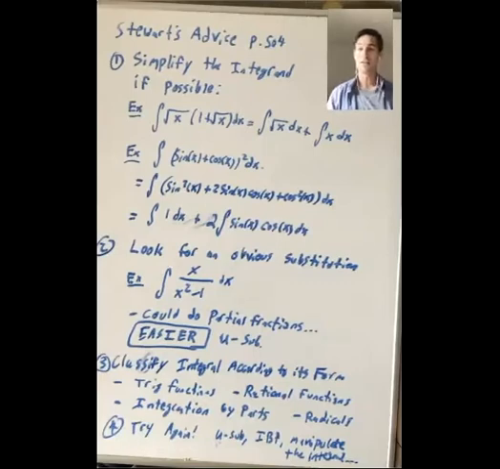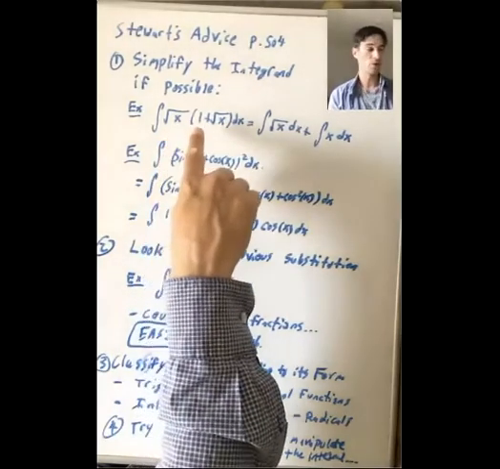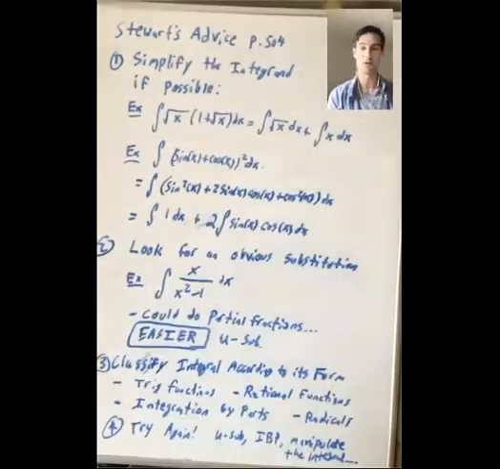In the rest of this video, I'll give a quick review of Stewart's advice for integration that comes on pages 504 and 505 of the textbook. The first thing to do is simplify the integrand if you can. The integrand is the function you're integrating. There are 2 nice examples here. If you have the square root of x times 1 plus square root of x, it's easier to just use the distributive law to expand that integral out.